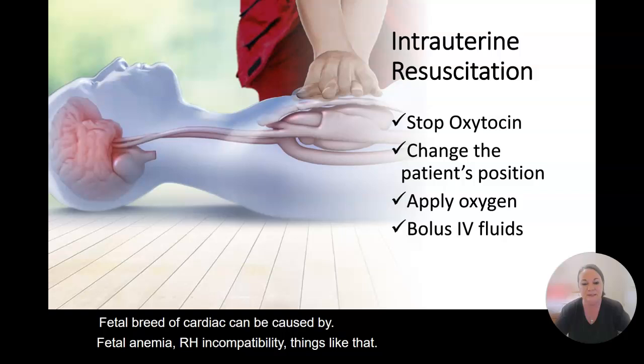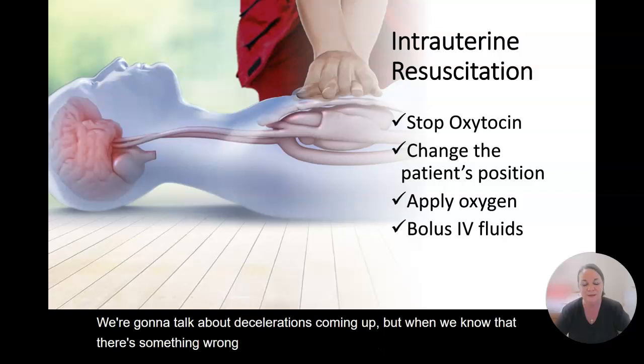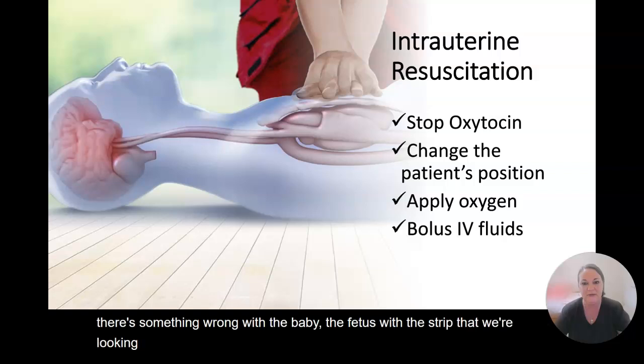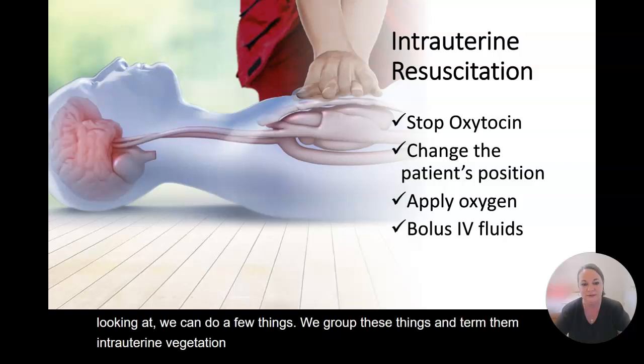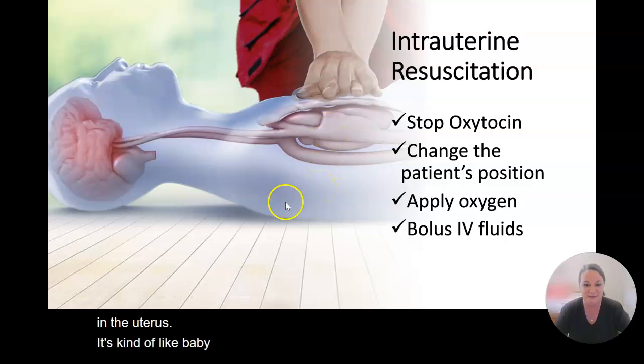We're going to talk about decelerations coming up, but when we know that there's something wrong with the baby, the fetus, with the strip that we're looking at, we can do a few things. We group these things and term them intrauterine resuscitation. So resuscitation of the baby, we're helping the baby in the uterus. It's kind of like baby CPR, fetal CPR. So that's why I put this image here.